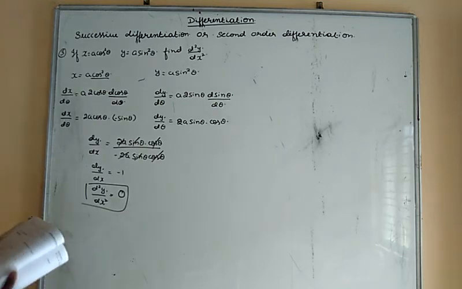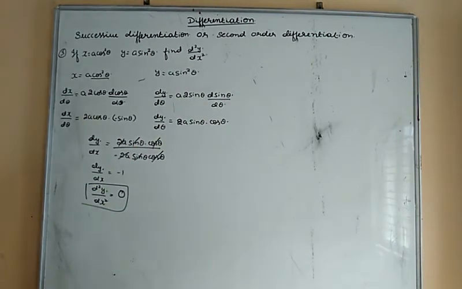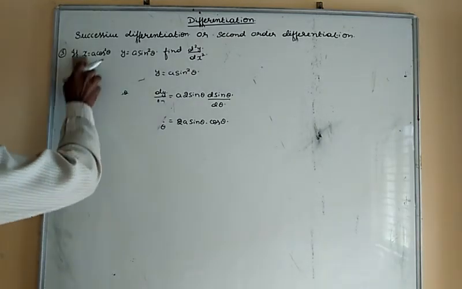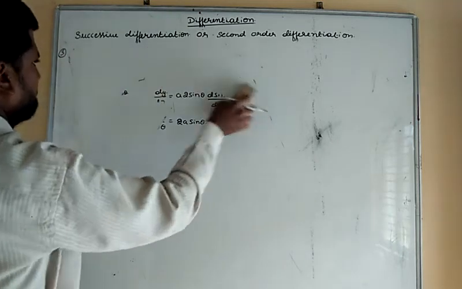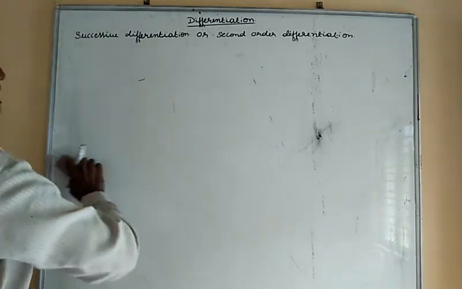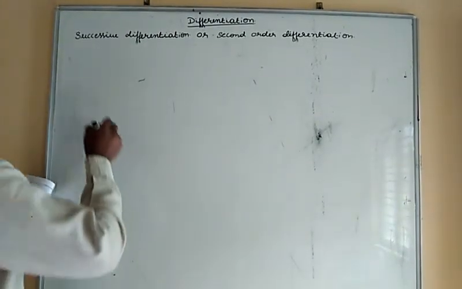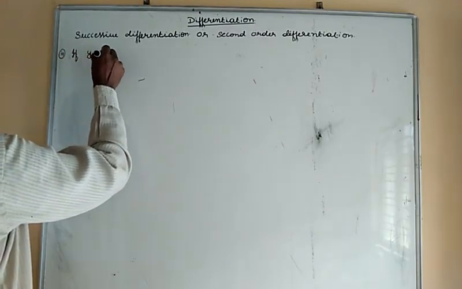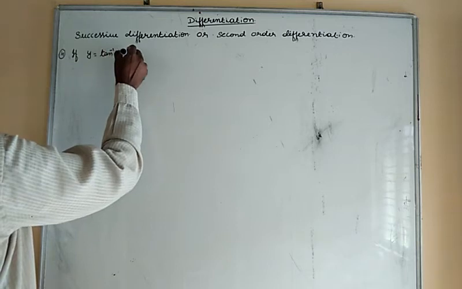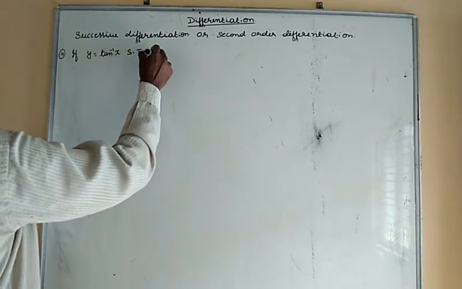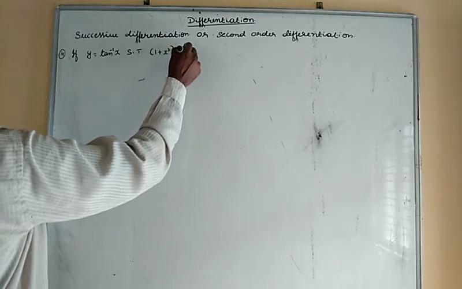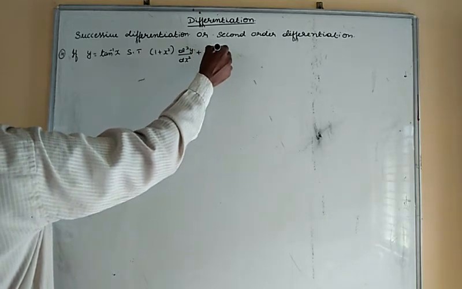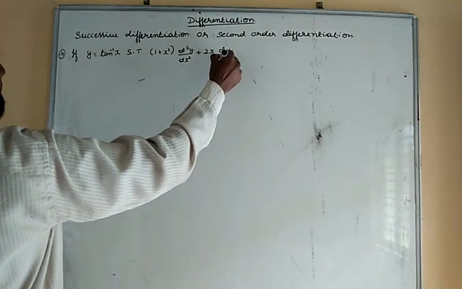Okay, let us take the next problem. If y is equal to tan inverse x, show that 1 plus x square d square y by dx square plus 2x into dy by dx is equal to 0.